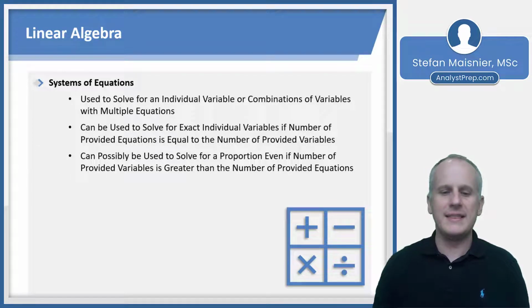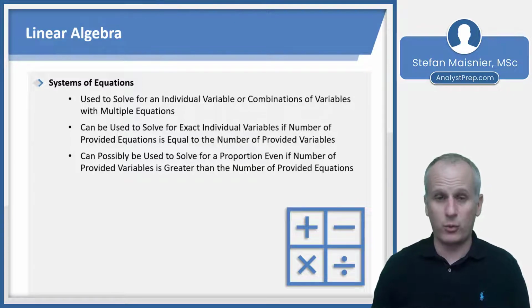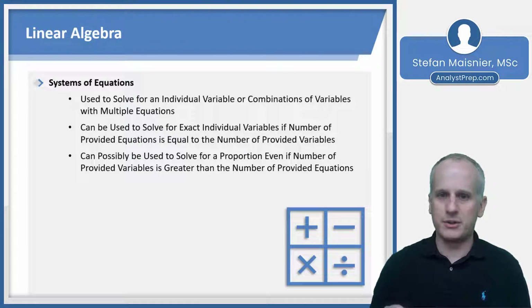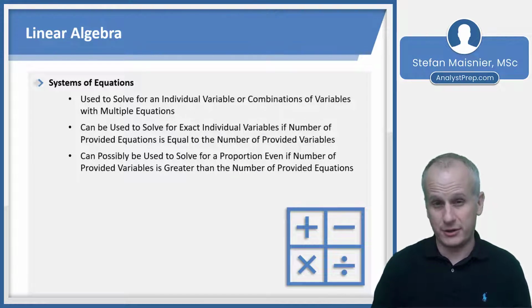to solving. And these can also possibly be used to solve for a proportion, even if the number of variables is greater than the number of provided equations, because you might be able to put x over y or a over b. So recognize what you're being asked for, because you might be able to solve for some combination, even if you're not able to determine definitively what the variables themselves are.